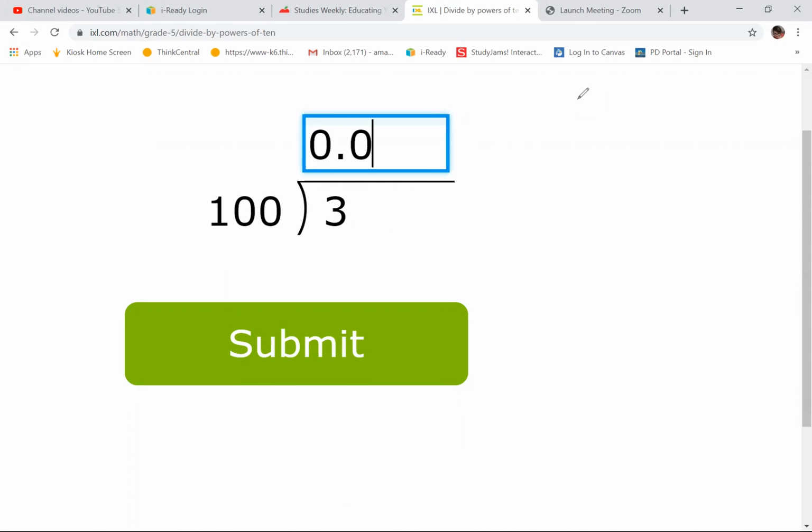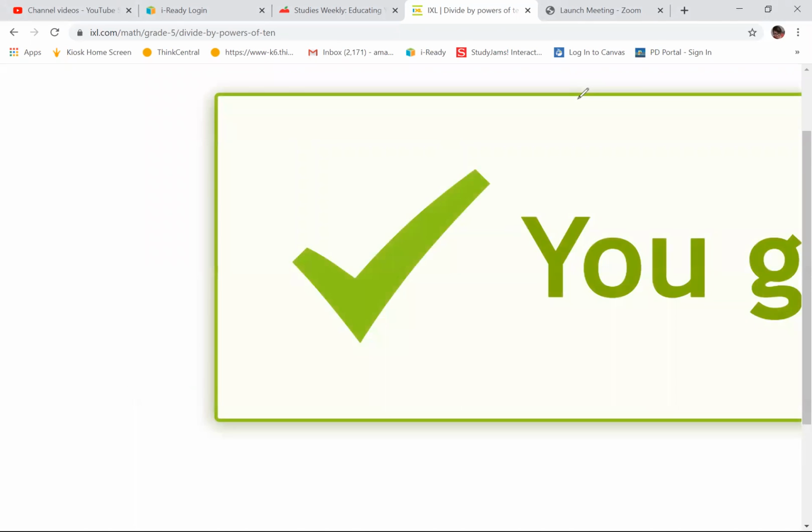0 and 3/100ths. Let me make sure. 3/10ths. Nope, that's 0/10ths and 3/100ths. There we go. You got it.